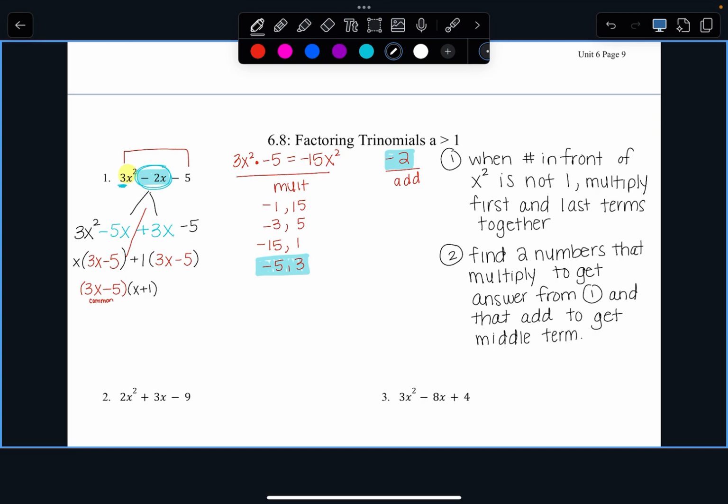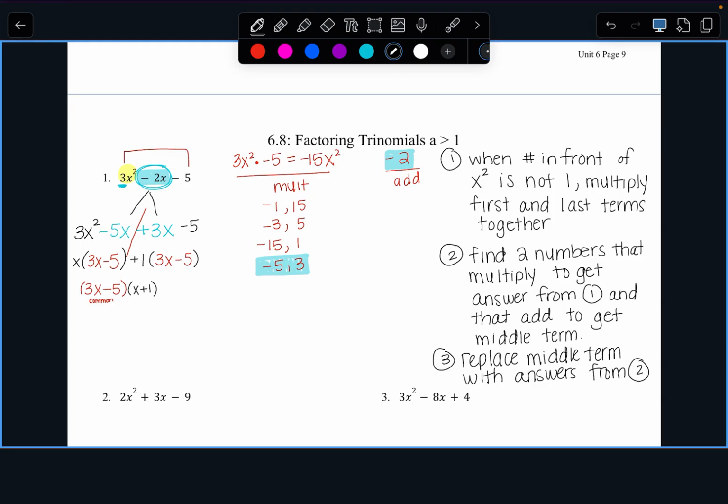Then replace the middle term with answers from step 2. And then you can finish factoring. You don't have to. It's up to you.